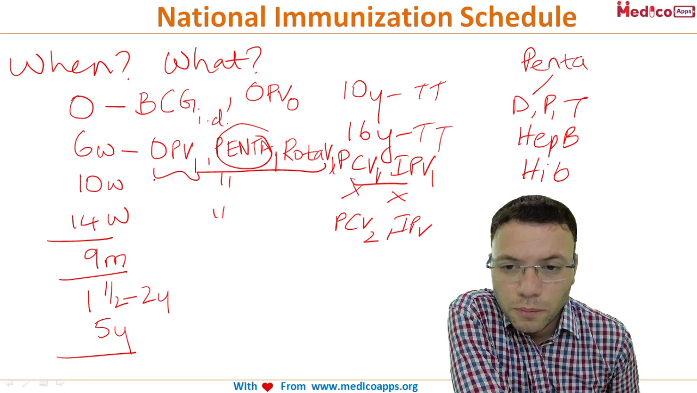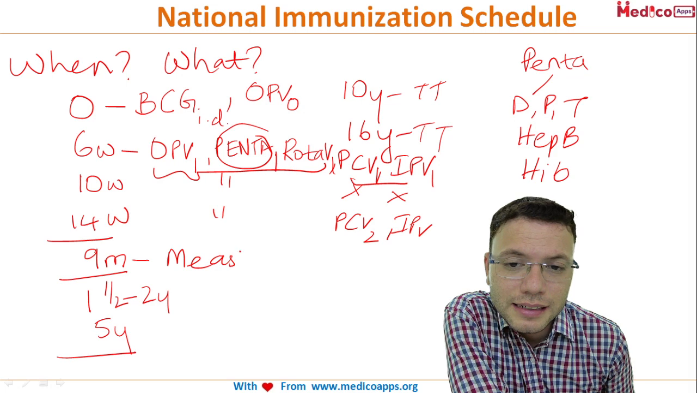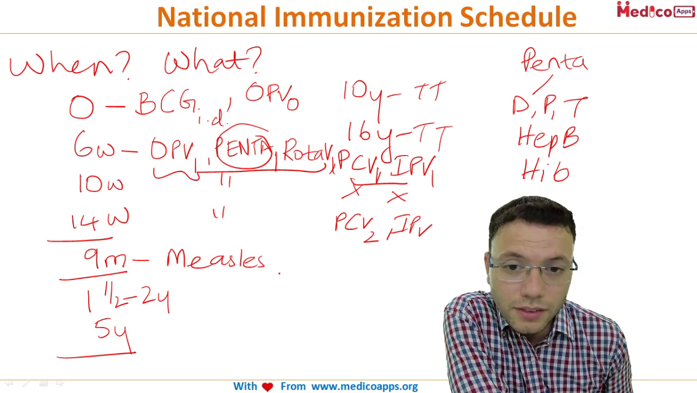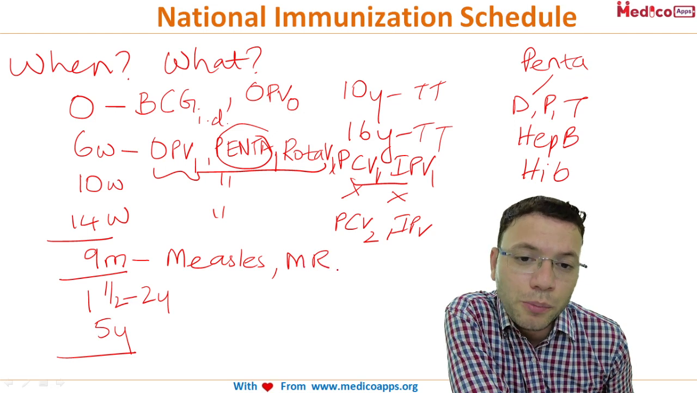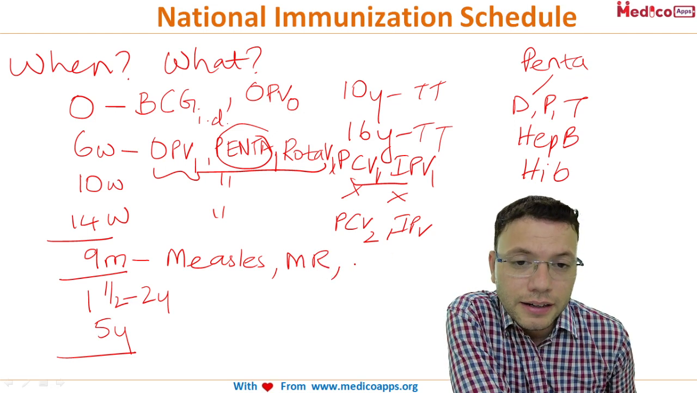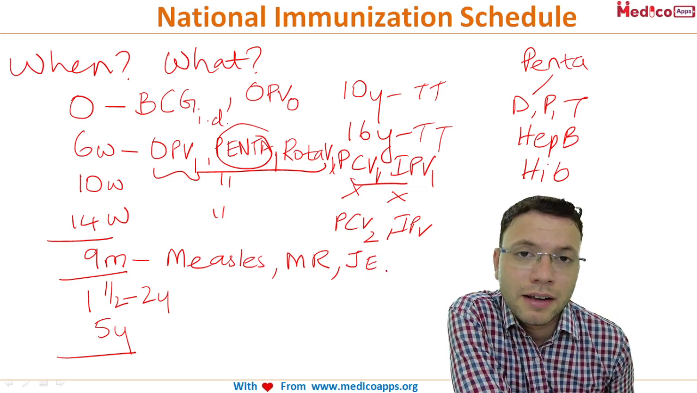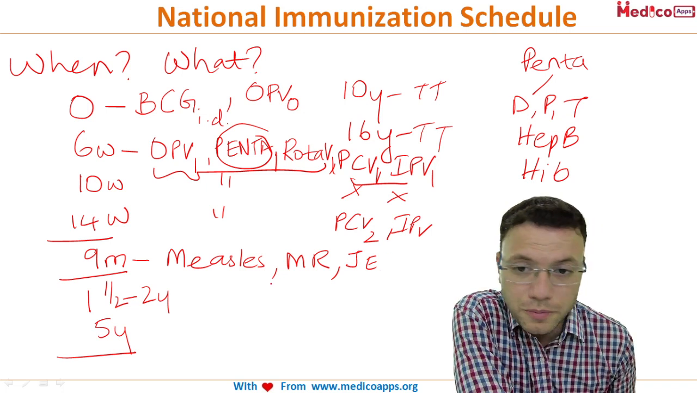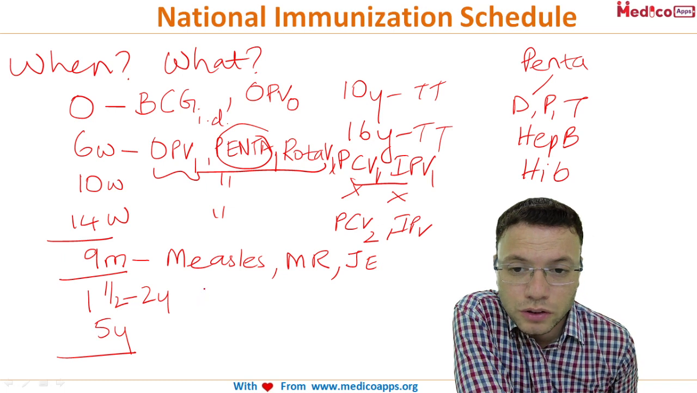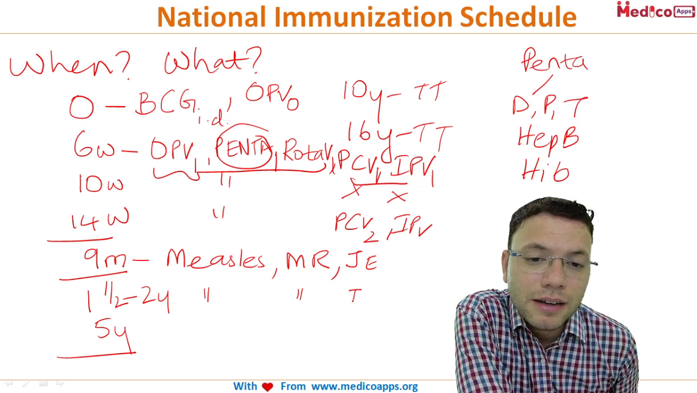Now we'll go to the 9th month. What to give in the 9th month? A very, very important vaccine, measles. In places where rubella is common, you also add rubella. And in places where Japanese encephalitis is common, you give the Japanese encephalitis live vaccine. Then you call them for booster doses of the same measles booster dose, or if you're giving MR, you give that booster dose, second dose, and then the Japanese encephalitis second dose.